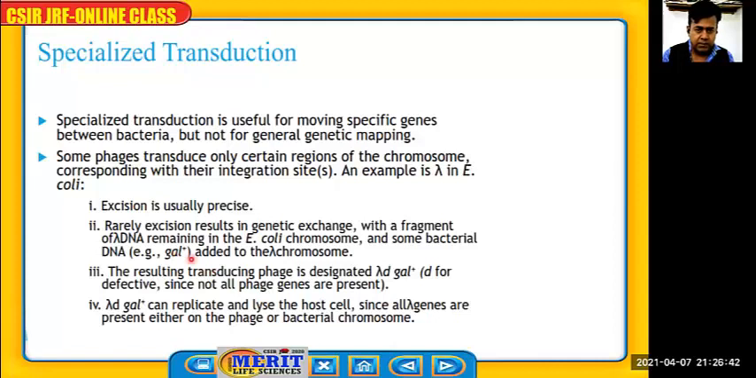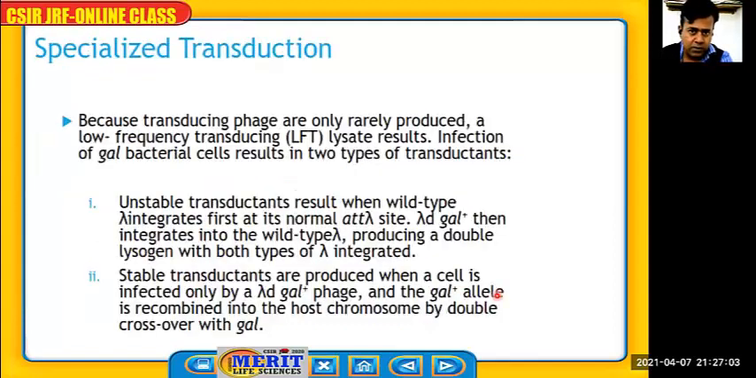If there is a transduction of gal plus and that is added to the lambda chromosome, then this lambda DNA will not be plain lambda DNA, it will be lambda d gal plus, d for defective. So it's not lambda for gene alone. And lambda d gal plus can replicate and lyse the host cell, since all lambda genes are present either in the phage or in the bacterial chromosome. So that is the part of specialized transduction.